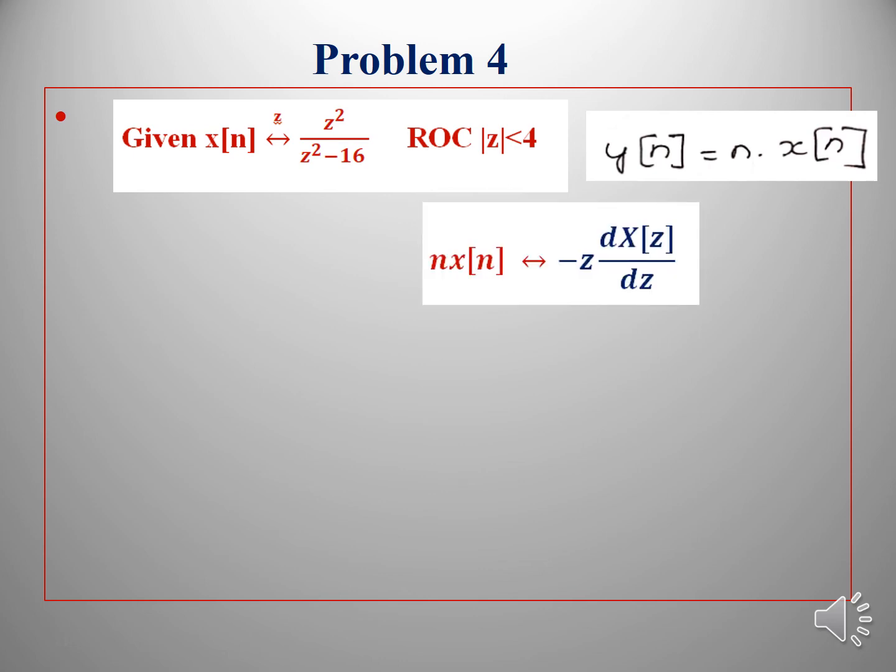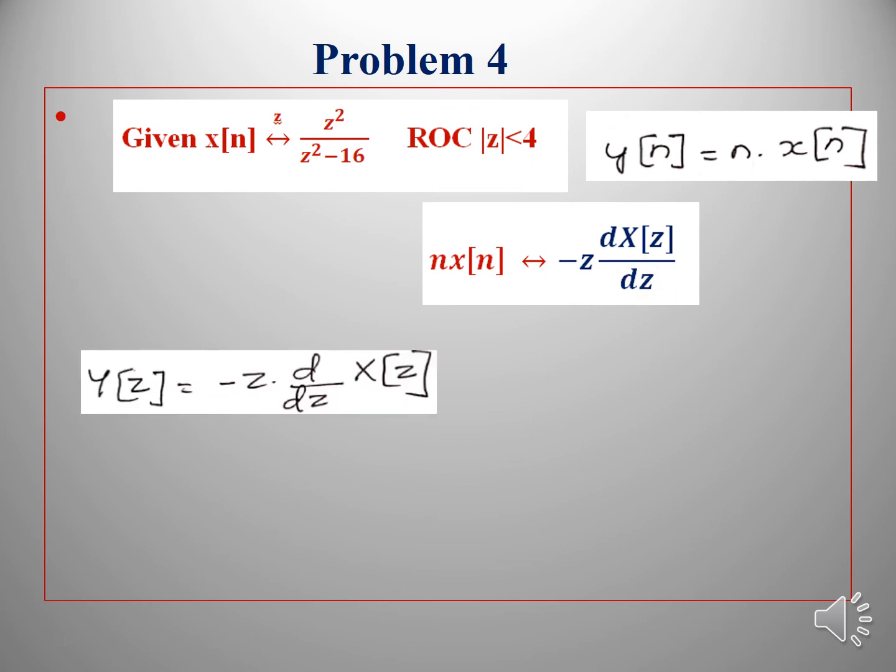Hence, let us recall that n into x of n is equivalent to minus z into dX(z) by dz, resulting in the equivalent value in the Z transform domain for y of n is what we need to determine, which means y of z. So, y of z is going to be equivalent to minus z into d by dz of x of z.